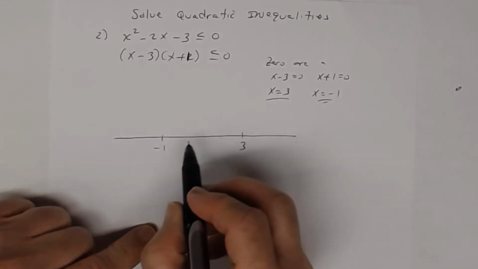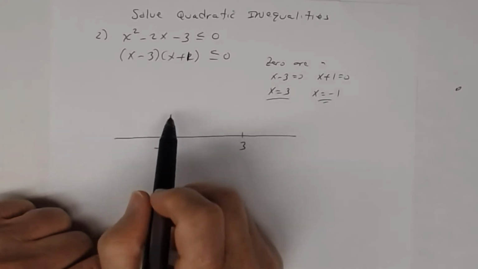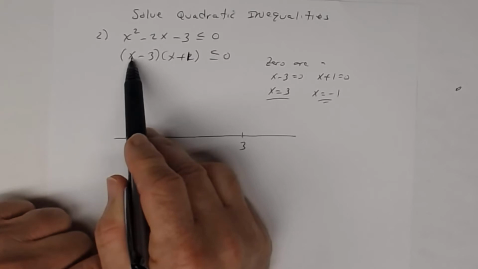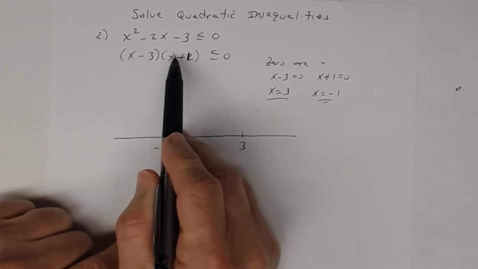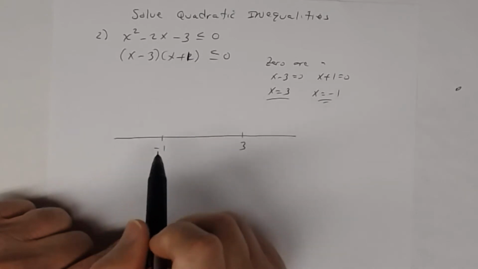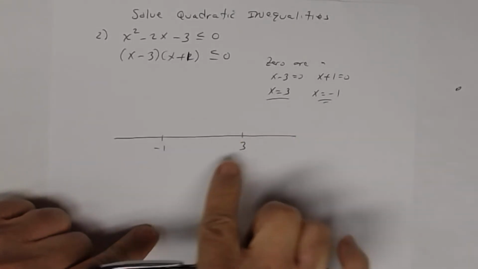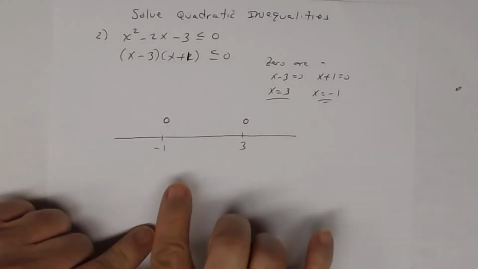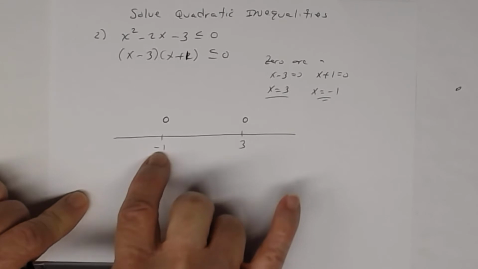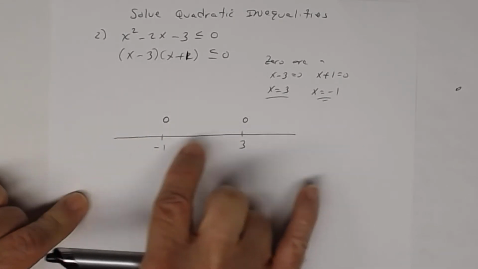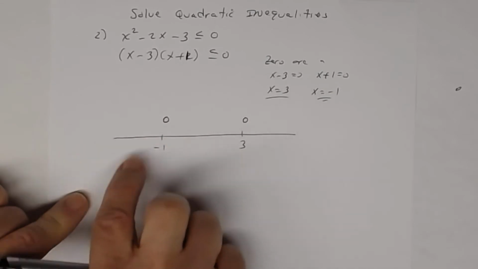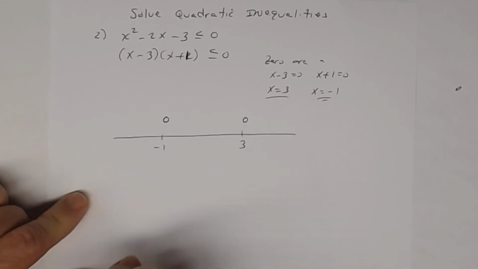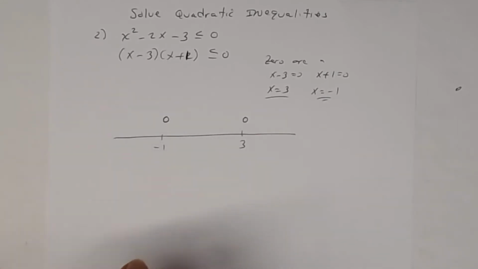They're called zeros because when x is negative 1, it makes this product 0. Watch. Negative 1 minus 3 is negative 4. Negative 1 plus 1 is 0. Negative 4 times 0 is 0. So at this point I put the number 0 right here, because that's what I get when x is negative 1. When x is 3, this product is 0. 3 minus 3 is 0, 3 plus 1 is 4, and 0 times 4 is 0. So always remember to do that.